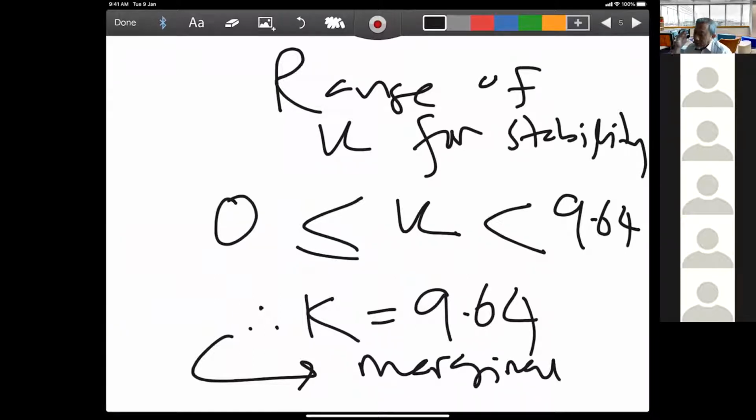Okay, 9.63 is still stable, 9.639 is still stable. But when it is equal to 9.64, the system becomes critical or marginal. Okay.